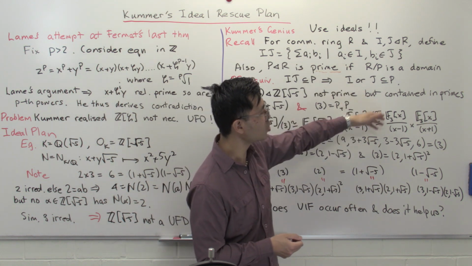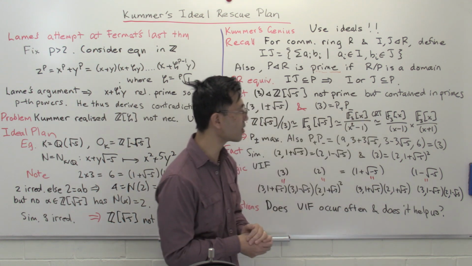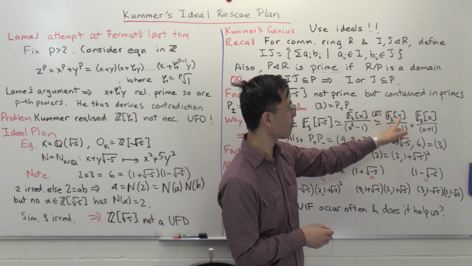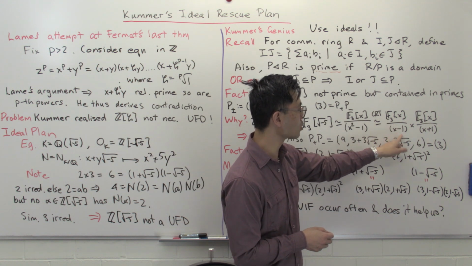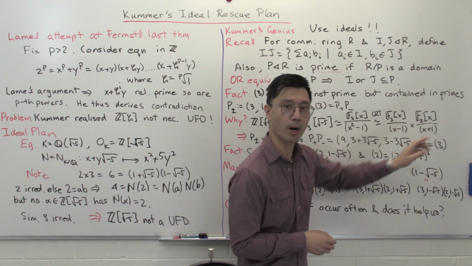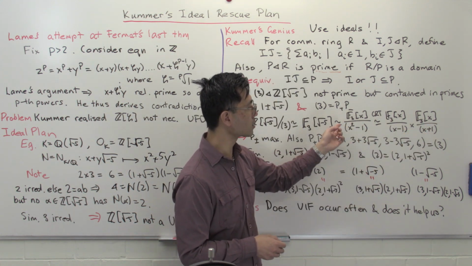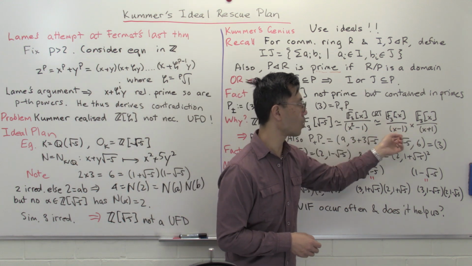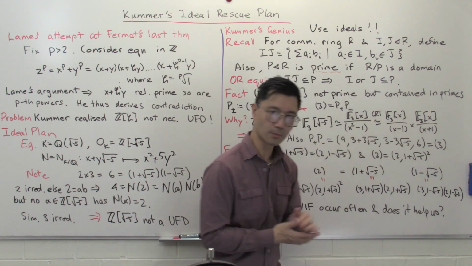So now you can use the Chinese remainder theorem. This is the key point. You're going to use the Chinese remainder theorem here. So you get this as F3[x] modulo x minus 1, that ideal, cross F3[x] modulo x plus 1. So you factored this ideal into a product of maximal ideals here.